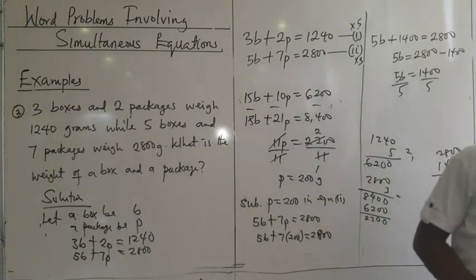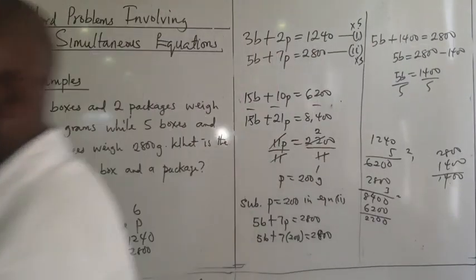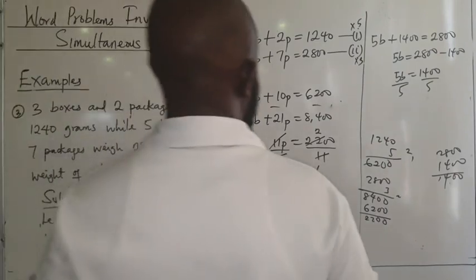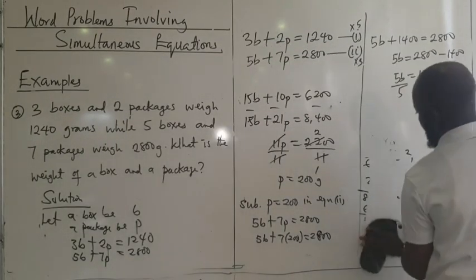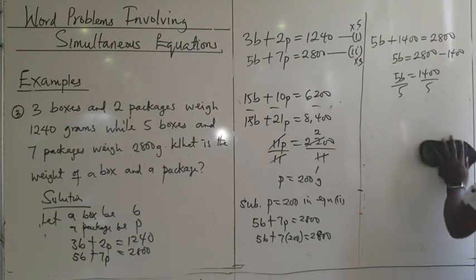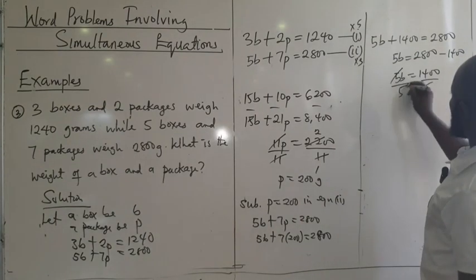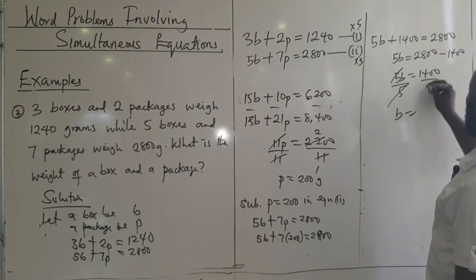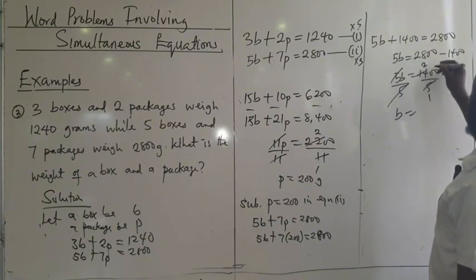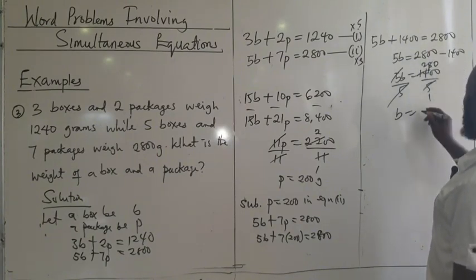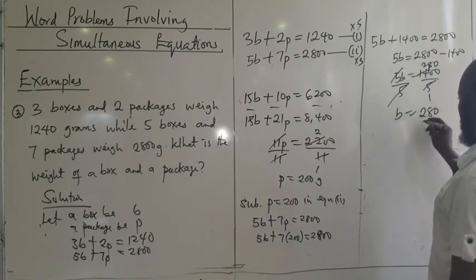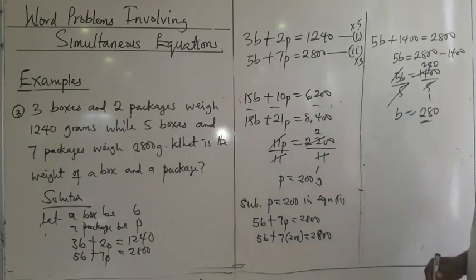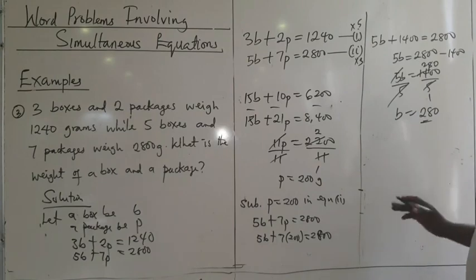Am I making sense? So when you divide both sides by 5, 5 cancels 5, that is B. 1,400 divided by 5 is 280. So we have the value of B. So let's check first if this is correct or wrong.